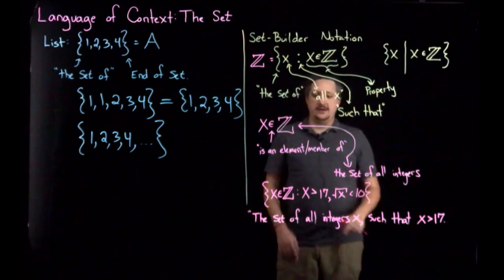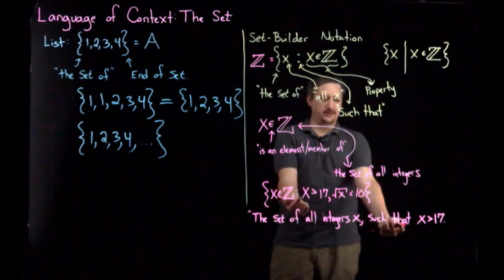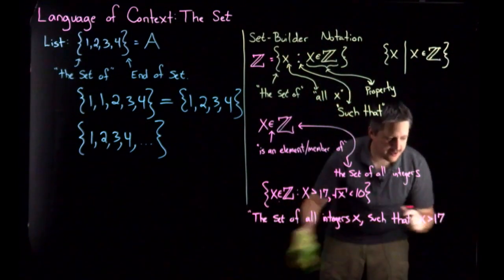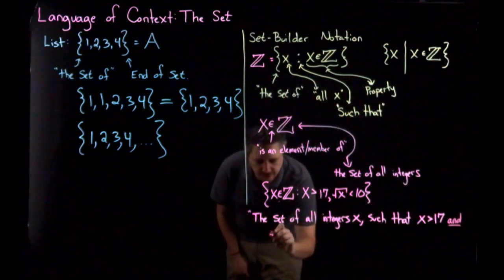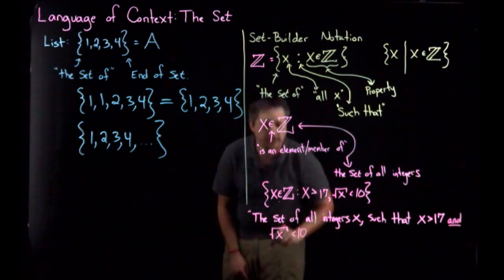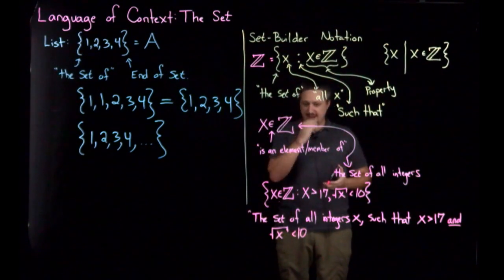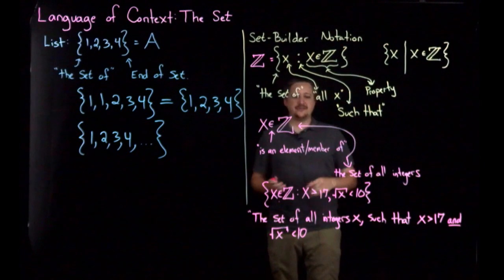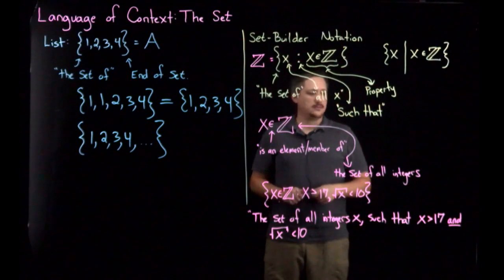So if I did this, it would still be the set of all integers x such that x is greater than 17, only now I would say and the square root of x is less than 10, right? If the square root of x is less than 10, then that means x itself has to be less than 100. So this would be x is strictly bigger than 17, but strictly less than 100. Okay?